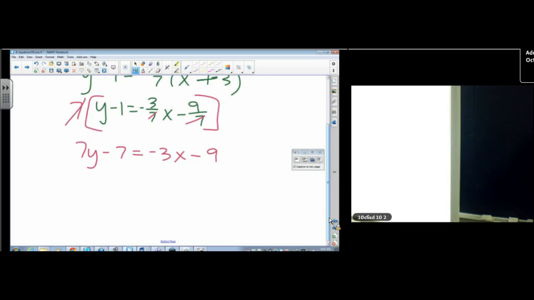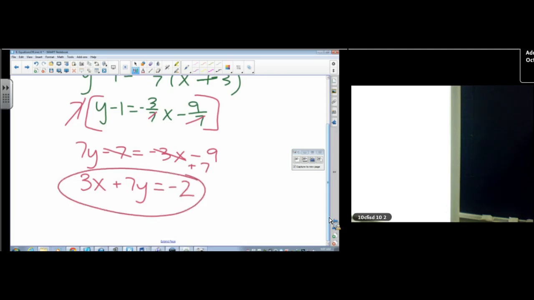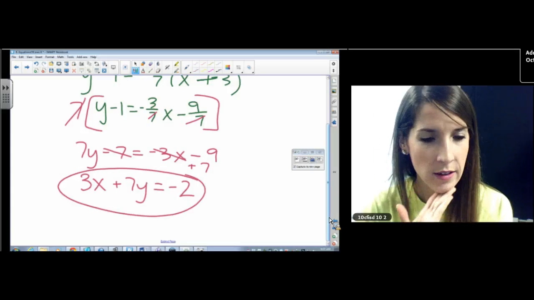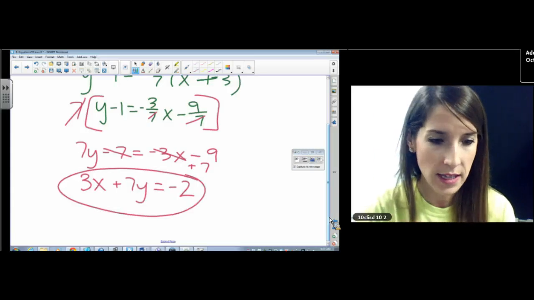Now this is looking prettier. Let's just clean it up. We're going to move the 3x over. And we're going to move the negative 7 over. Oh wow, we're done. Now it's pretty. That getting rid of the fraction made all the difference. 3x plus 7y equals negative 2.